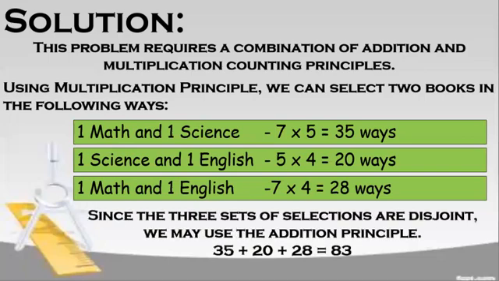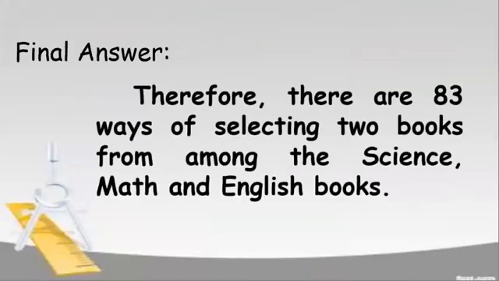So since the 3 sets of selections are disjoint, we may use the addition principle. Or yun na po yung pwedeng pamilian. Ano po? Yung basta po 2 books lamang yung pipiliin natin. Kaya po, i-add po natin yung 3 sets na yan. So we have 35 plus 20 plus 28, and the answer po is 83. Therefore, for our final answer, there are 83 ways of selecting 2 books from among the science, math, and English books. Ayan. So that is our final answer.